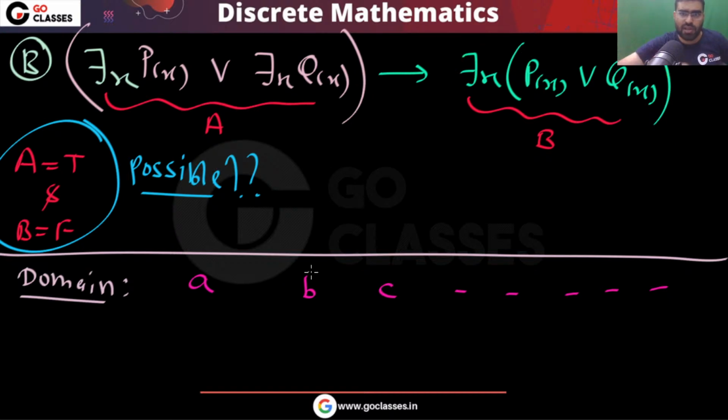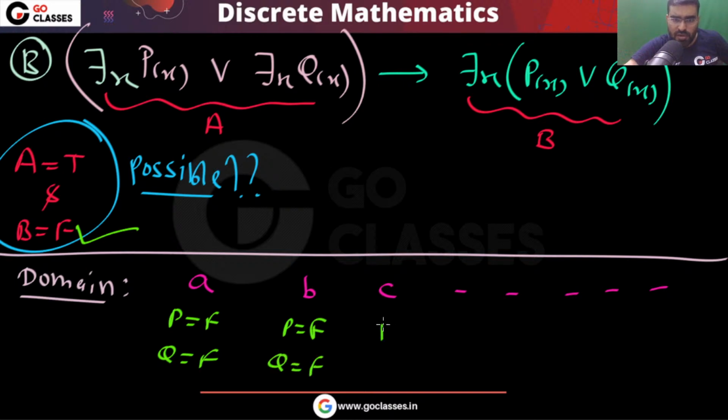So if you want to make B false, then for everyone P must be false and Q must be false, and so on. For everyone this would happen. Now can we make A true?